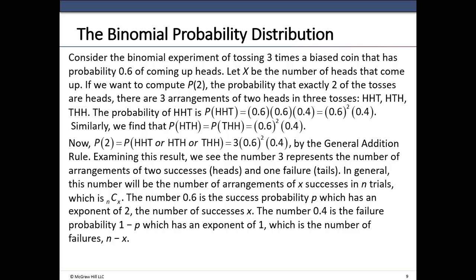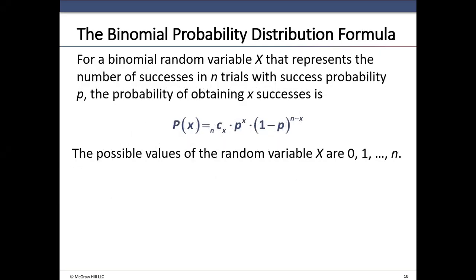So the final formula becomes: for a binomial random variable X that represents the number of successes in N trials with success probability P, the probability of X successes is the combination of N taken X at a time, the number of ways you can take X items out of N without regard to order, multiplied by the probability of success raised to the power of X, the number of successes, multiplied by the probability of failure, 1 minus P, raised to the power of N, the total number of trials, minus X. And the possible values of the random variable X are 0 through N.